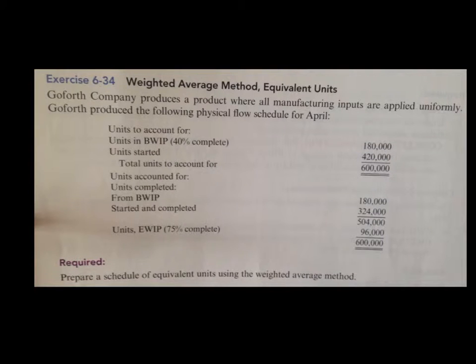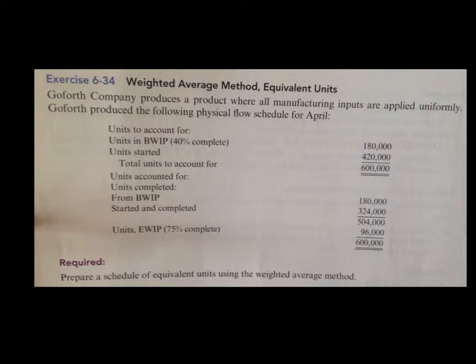The first problem that we will be completing is exercise 6-34 on page 267 of the textbook involving the weighted average method. This reads, Go Forth Company produces a product where all manufacturing inputs are applied uniformly. Go Forth produced the following physical flow schedule for April.